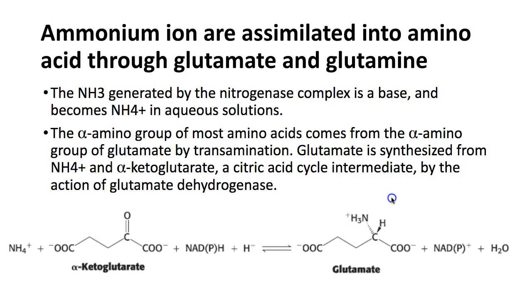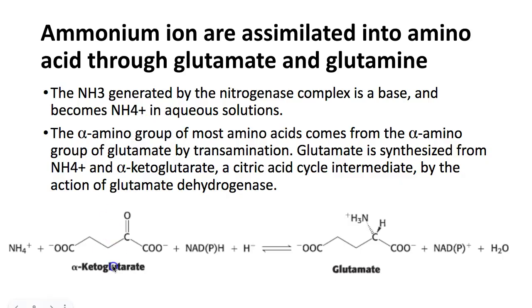And so now that we have this ammonia that is generated after the reduction of nitrogen, now we need to take this ammonia and actually create glutamate or glutamine to be a source of nitrogen for amino acids, pyrimidines, and so on and so forth. And so ammonia that's generated by the nitrogenase is a base, and it becomes an ammonium ion in aqueous solution.